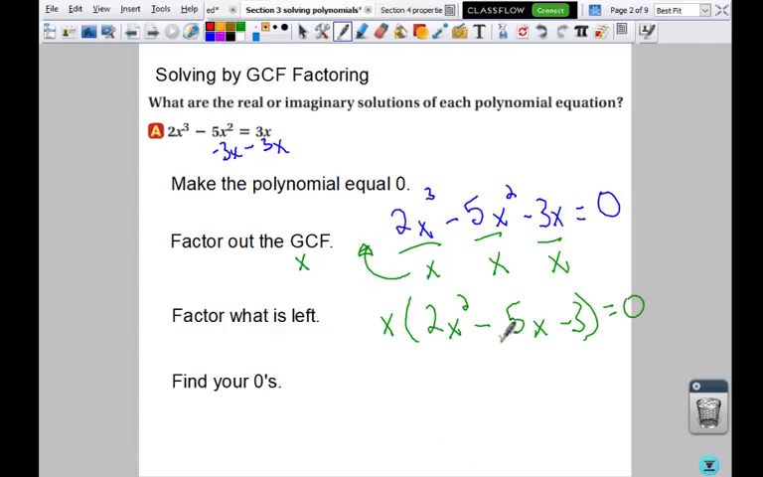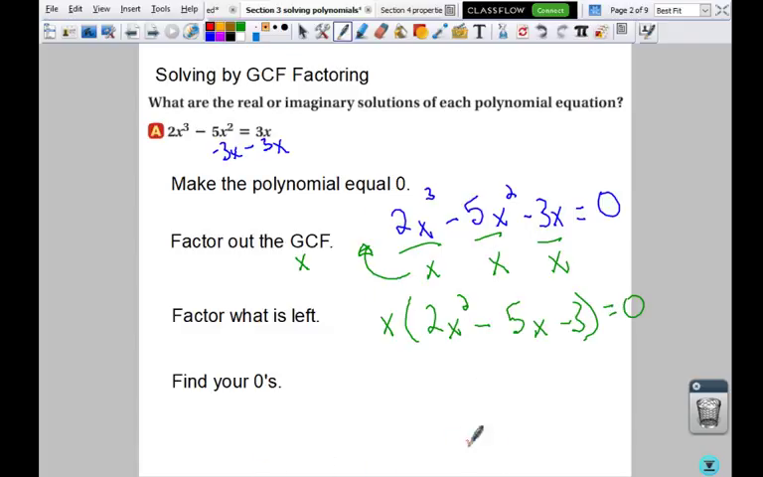Inside this parenthesis here, after I take out this x, I got a 2x squared minus 5x minus 3. Do I know how to factor x squareds? Yeah, we've done a bunch of these. Just so, on today's stuff, you could AC factor if you remember that, or let's just use the quadratic equation.